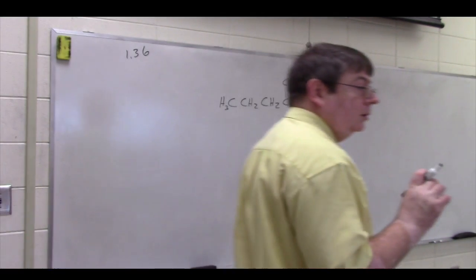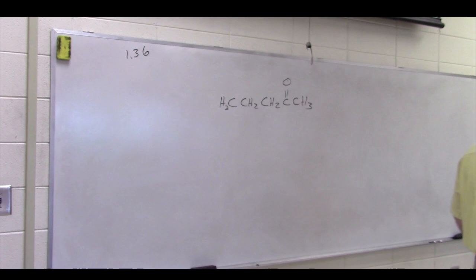They're just simple lines. What do the lines represent? The lines represent bonds. What represents the carbons? The vertices, right?